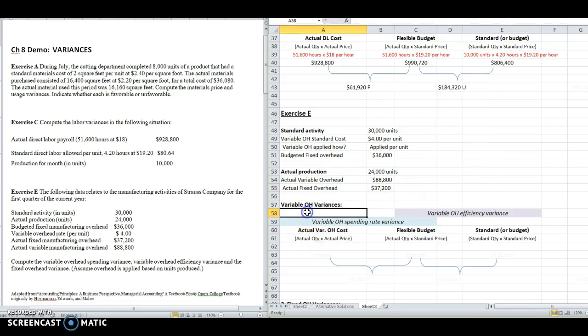Okay, so now we're going to move on to our variable overhead. We have a spending rate variance and an efficiency variance. For the variable overhead cost, we want the actual quantity times the actual price, but in this case, we don't even need to do that because it was given in the problem. My actual overhead was given at 88,800.